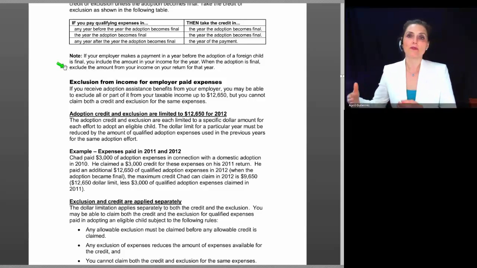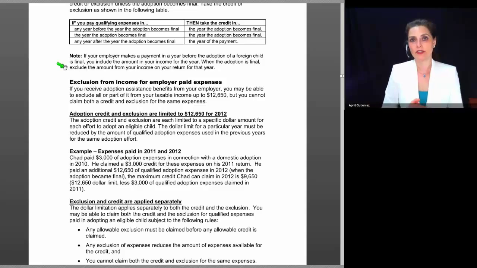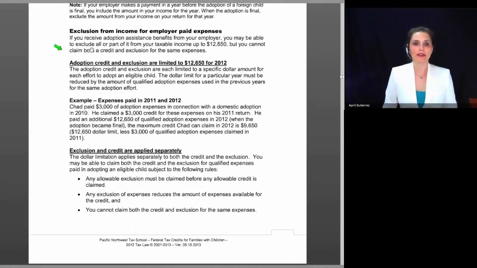And then if in the following year that adoption is finalized, it's the following year that you would be able to take the reduced income exclusion on your tax return. So more on the exclusion from income for employer-paid expenses.